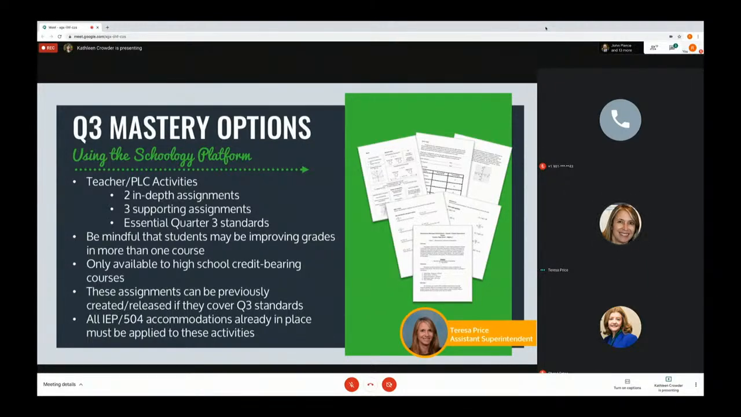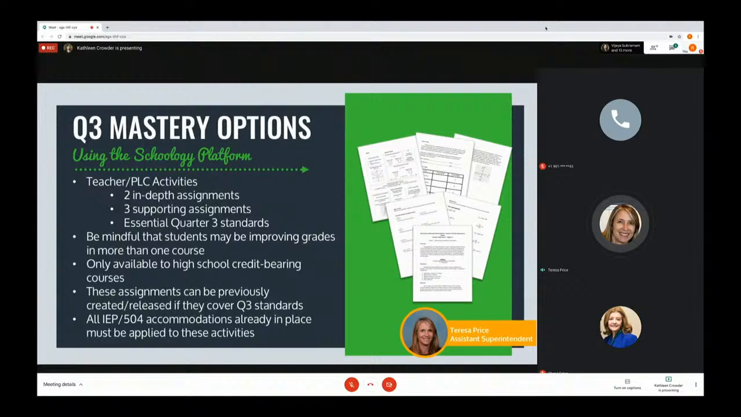So the teaching and learning team, as well as the high school, got together and looked at the number of grades that are required for the grade book, which is 10. We looked at letting students have the opportunity to make up 5 of those assignments. And in high school, assignments are weighted. So we'll have 2 in-depth or heavier weighted assignments that they can make up and replace their 2 lowest grades. And then they'll also have the opportunity to make up 3 supporting assignments, again, replacing 3 of their lowest grades.